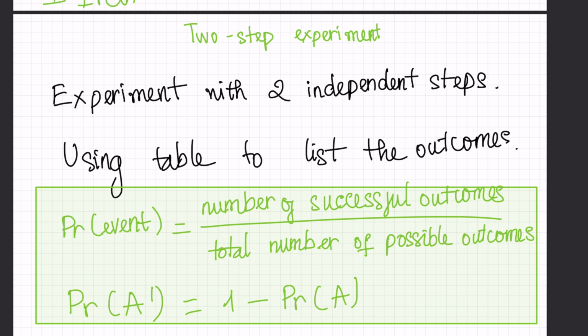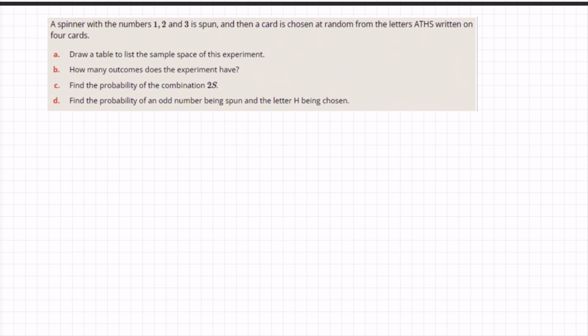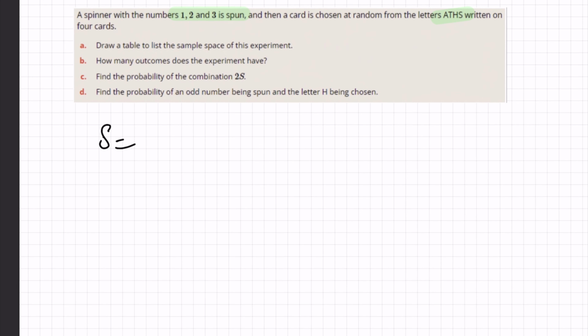Let's do some examples to see how we use the two-step experiment in probability. Firstly, a spinner with the numbers 1, 2, 3 is spun, and a card is chosen at random with the letters A, T, H, S written on 4 cards. Draw a table to list the sample space. Alright, before we list the sample space in a long line, it looks like this.